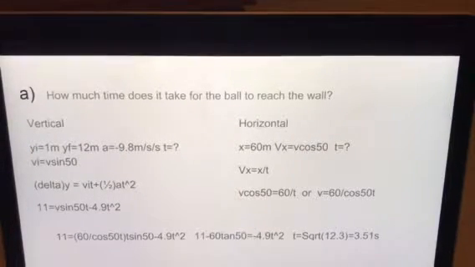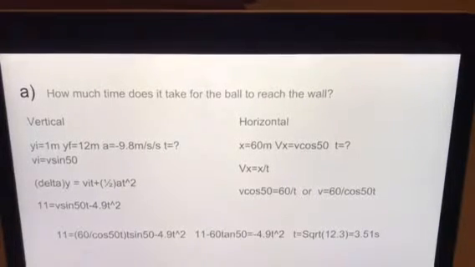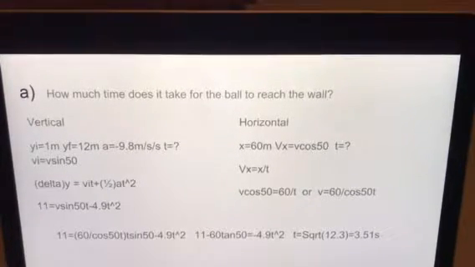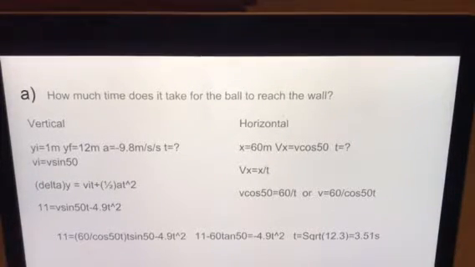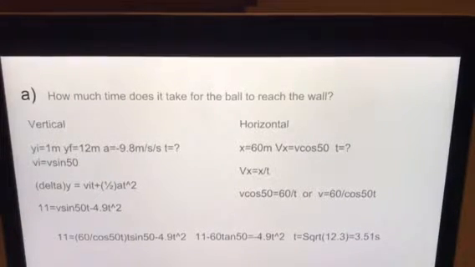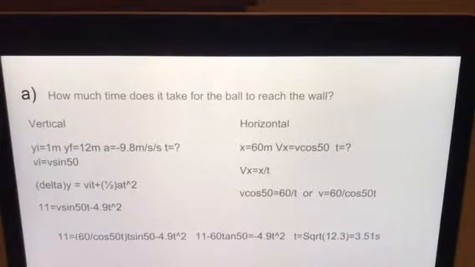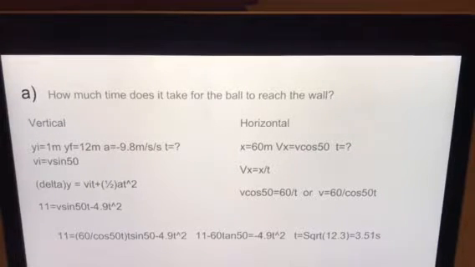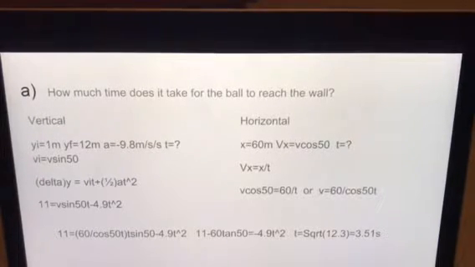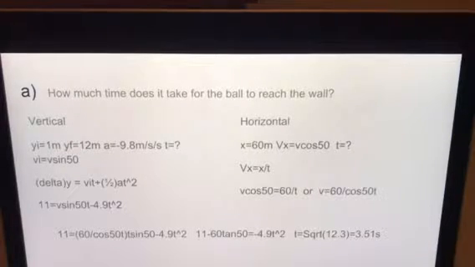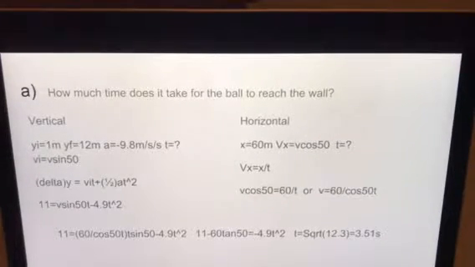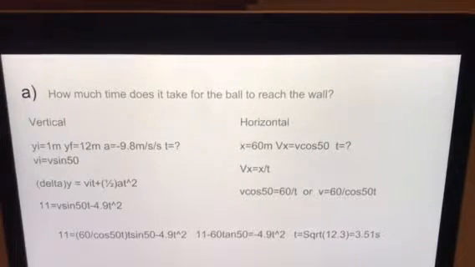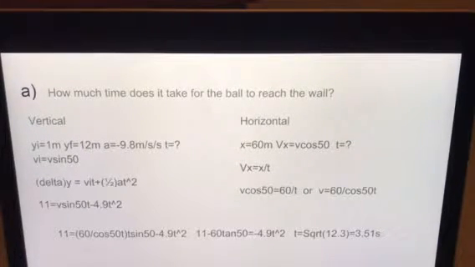For the vertical component, you have 11 equals that velocity times sine 50 times t minus 4.9 times t squared, and you have velocity as a variable and also time as a variable. You can plug in what you got for velocity in the horizontal component and substitute it into the vertical, and then you would get 11 equals 60 over cosine of 50 times time, all in parentheses, times sine 50 minus 4.9 times t squared.